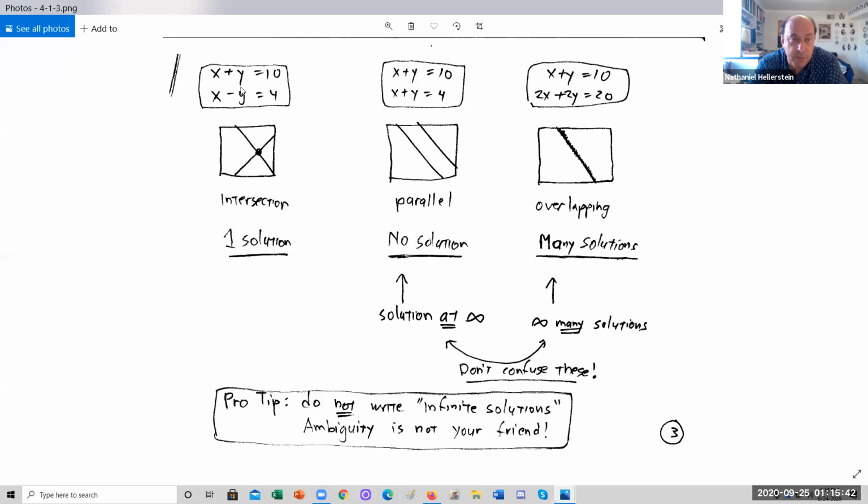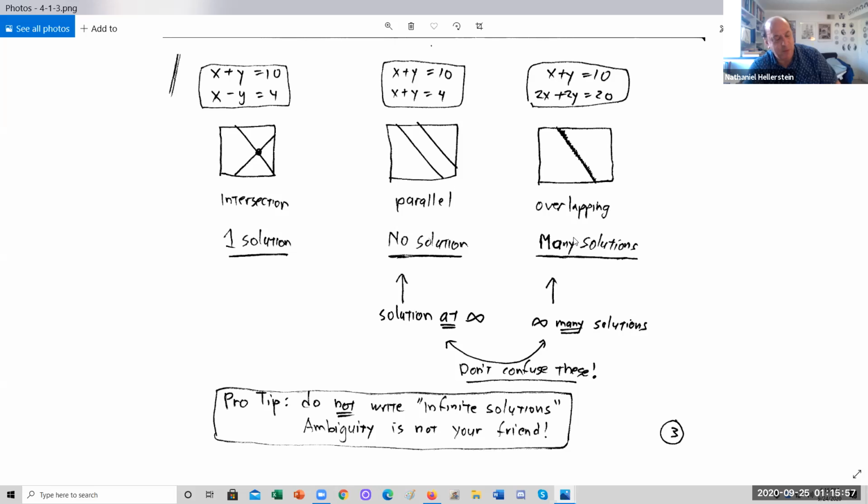All right, so here's an example, x plus y equals 10, x minus y equals 4. 2 intersecting lines, 1 solution. Here's a system whose graph is 2 parallel lines and no solution. Here's a system whose graph is overlapping lines, many solutions.